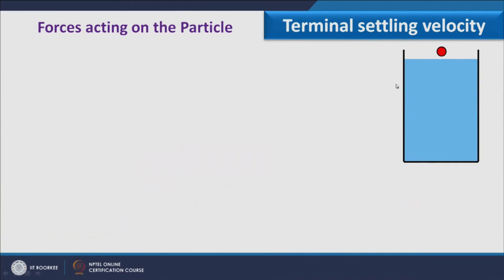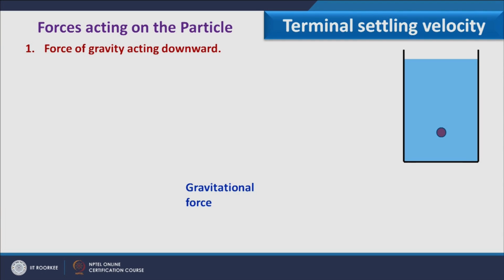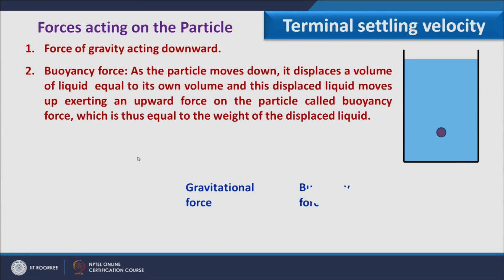To make you understand the concept of terminal settling velocity, I have taken one big container, you can see over here, in which fluid is filled, and when a particle is falling in this fluid, what are the forces which are acting on the particle? The very first force is the force of gravity, which is acting downward, that we can denote as gravitational force. Second is the buoyancy force. Now, what is buoyancy force? I guess you understand what it is.